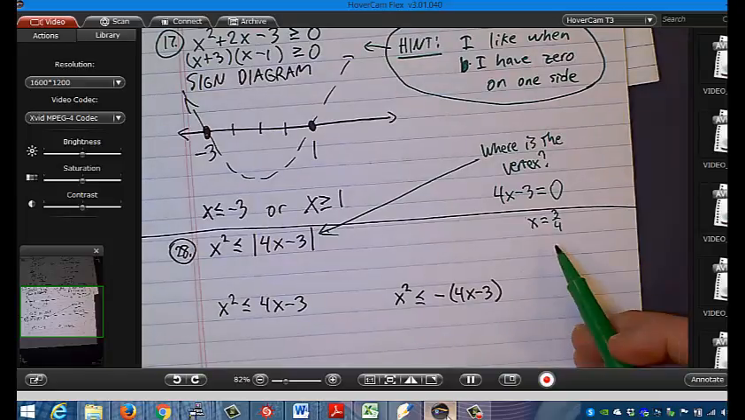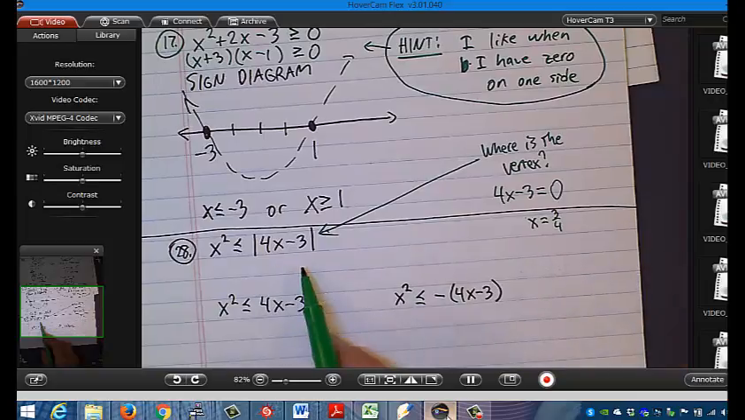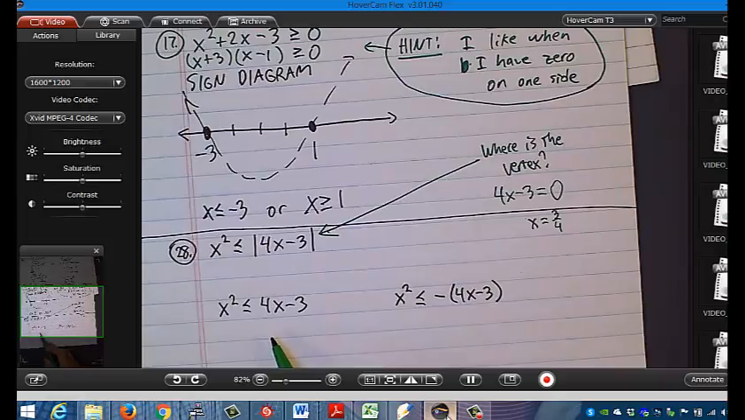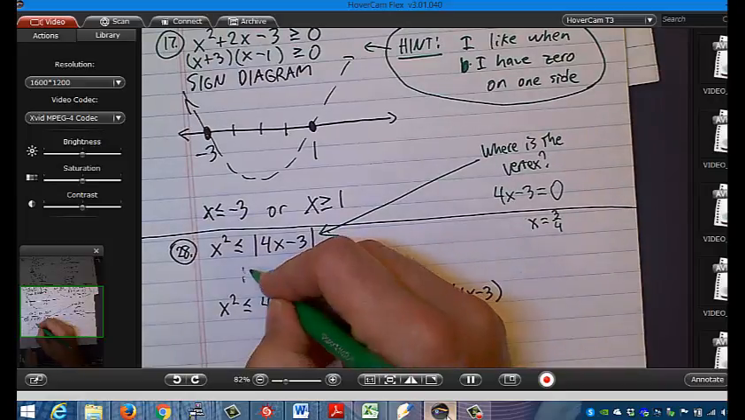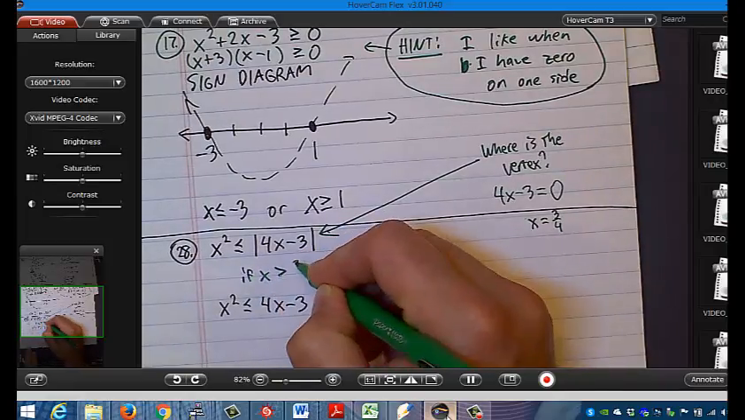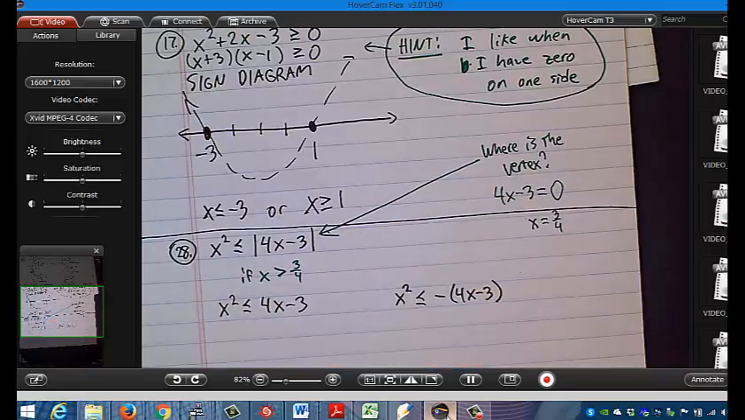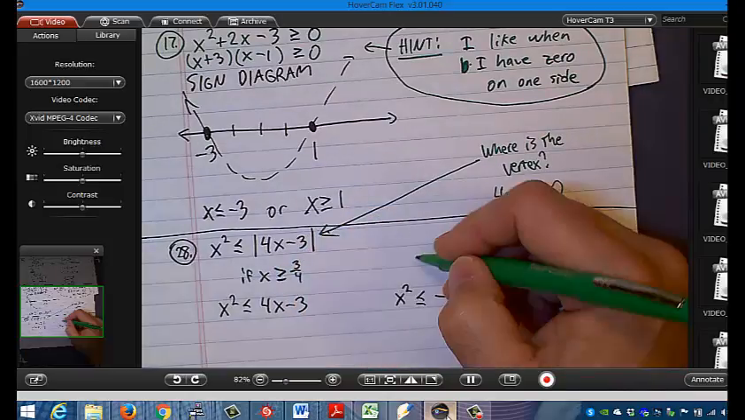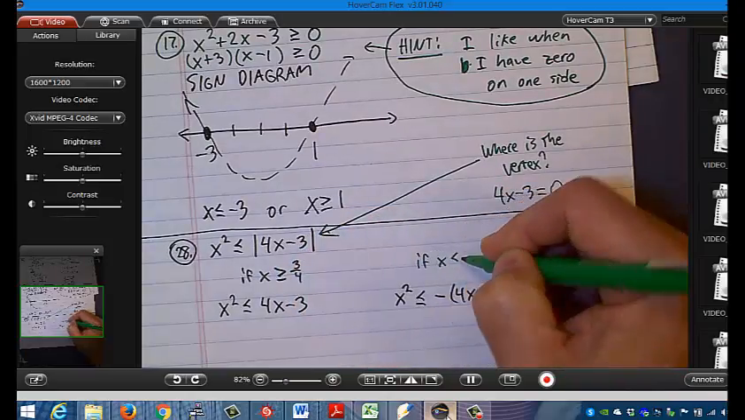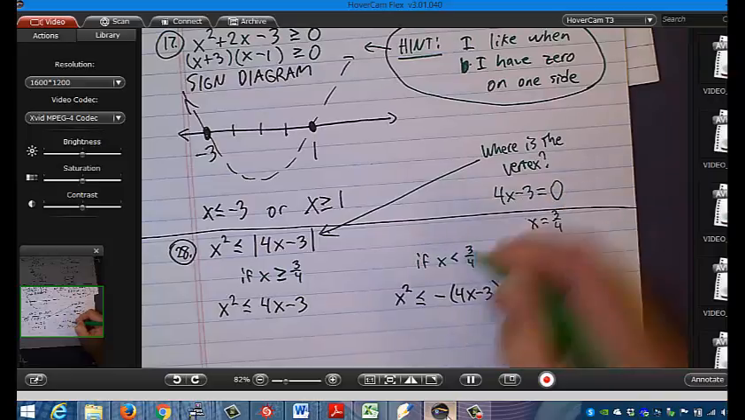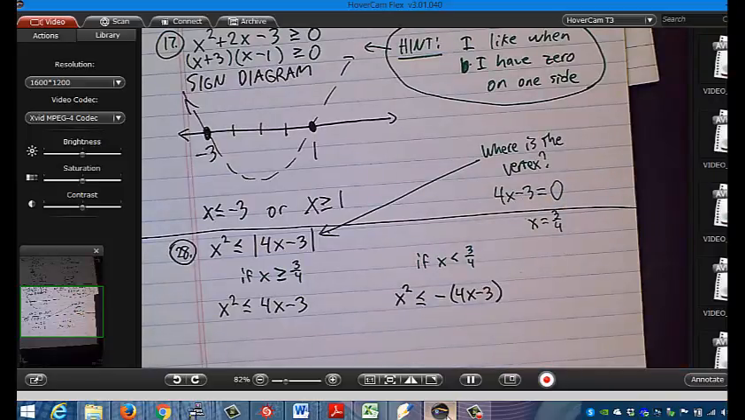Give me a number bigger than 3/4. 1. Okay, 1. 4 minus 3 is 1. There, I'm in this case, and that's the positive side. So this is going to be if x is bigger than 3/4, we're in this case. Bigger than or equal to, I guess. You make one of them equal to. And then the other one would be if x is less than 3/4, then we're in this case. You guys follow? So let me finish this one, and then we'll be done.